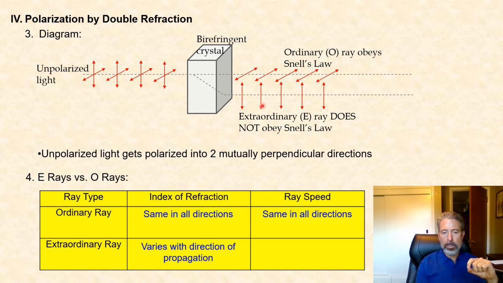The extraordinary ray, however, has an index of refraction that is not constant and does vary with the direction of propagation. So given that the index of refraction varies with the direction of propagation, so will the speed of the ray, which means that for different directions of propagation, different angles of refraction will result. So you can see here that, given the fact that you get many angles of refraction for this extraordinary ray, clearly it does not obey Snell's law.